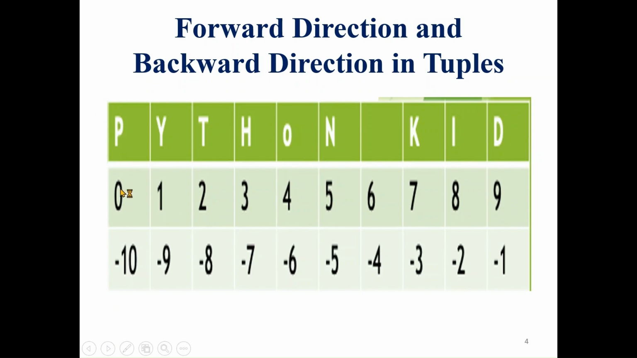So you can see the starting index will be 0, then index 1, then index 2, then index 3, index 4, index 5. The space is also allocated an index, 6, then 7, 8, and 9. Totally 10 elements means 0 to 9 only you are going to get. Now the positive numbers you can just see from left to right. Those are called the forward direction.